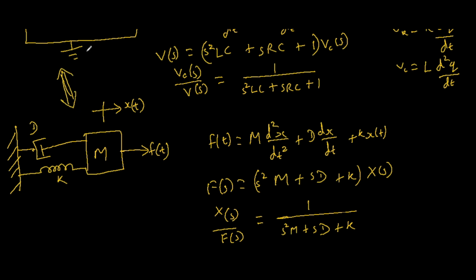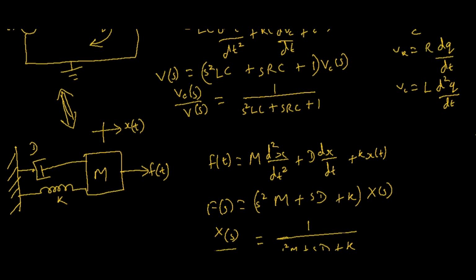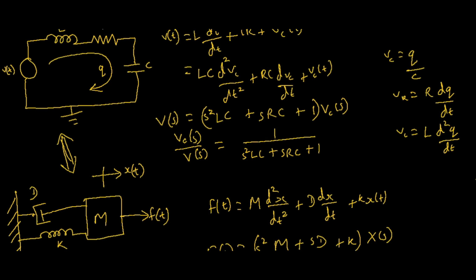These two are analogues of each other, and it is possible, instead of analyzing a mechanical system, to redraw that system as an electrical network and then analyze it. We don't always do that, but it is possible. Just bear in mind that your mechanical system and your electrical system tend to be analogues of each other when you think of them in the mathematical domain.